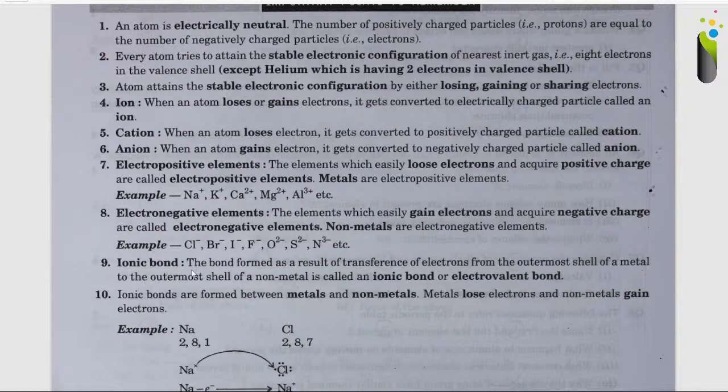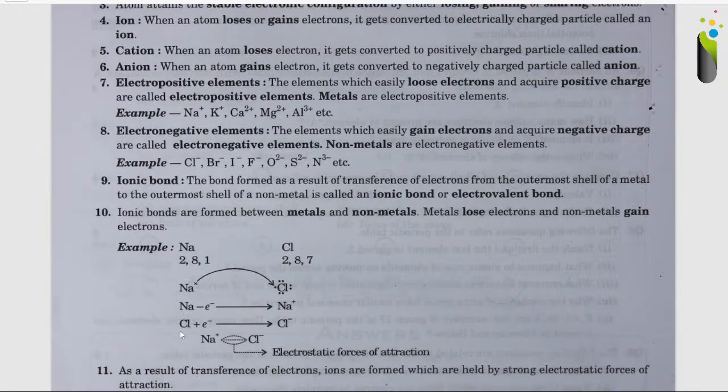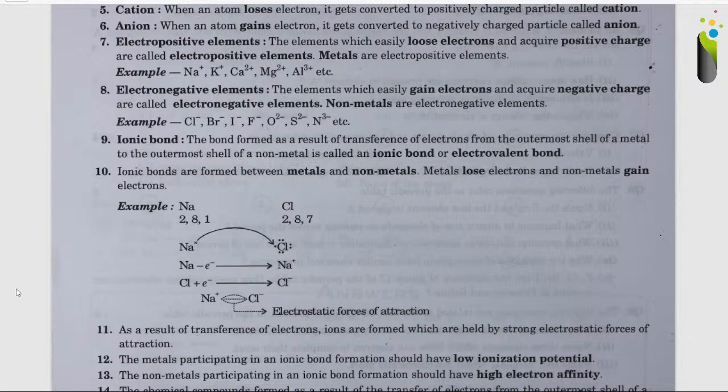Now, what is meant by an ionic bond? The bond which is formed as a result of transference of electrons from the outermost shell of a metal to the outermost shell of a non-metal is called an ionic bond or electrovalent bond. Now, ionic bonds are formed between metals and non-metals. Metals lose electrons and non-metals gain electrons.